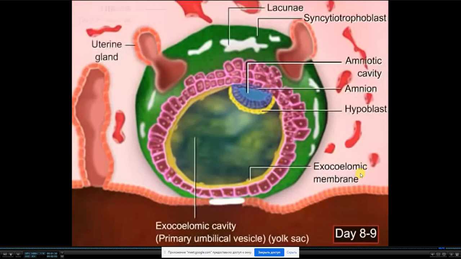which are known as the exocoelomic membrane. And the cavity which is found here is named the exocoelomic cavity, but much better it is known as the yolk sac, the primary yolk sac or primitive yolk sac. We have a lot of names, so don't lose the line. But anyway, this is the primitive yolk sac. Maybe you have heard about it. It's similar to birds. In a bird egg, you've seen this yolk sac. What is the yolk sac? The yellow portion of the egg.